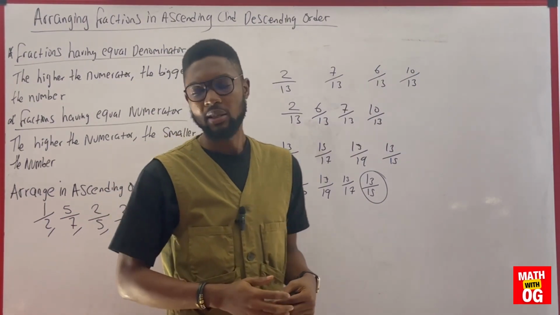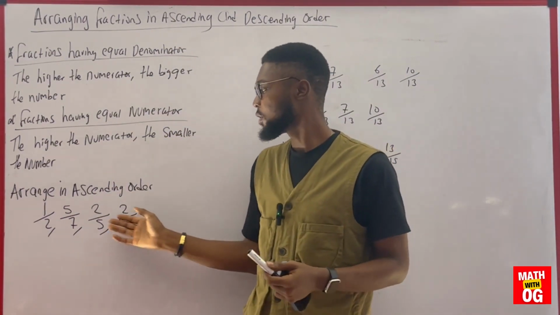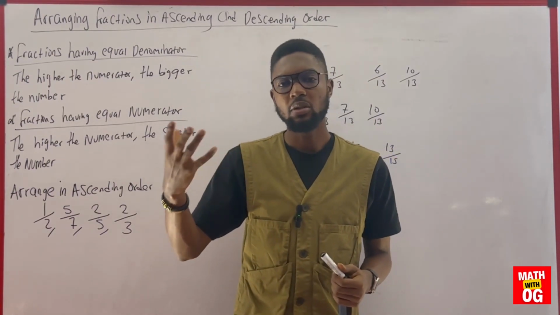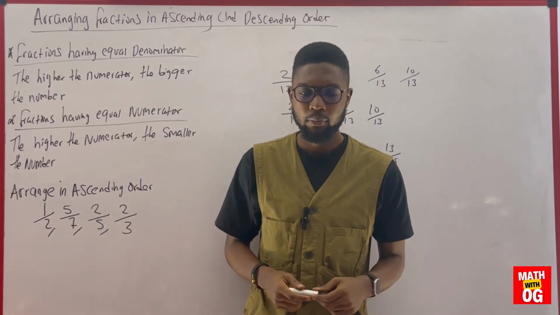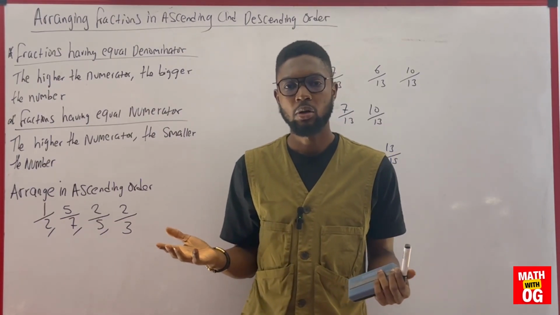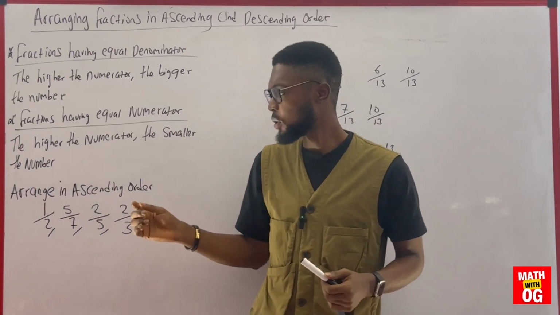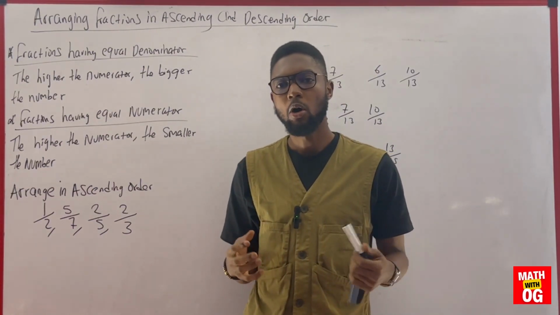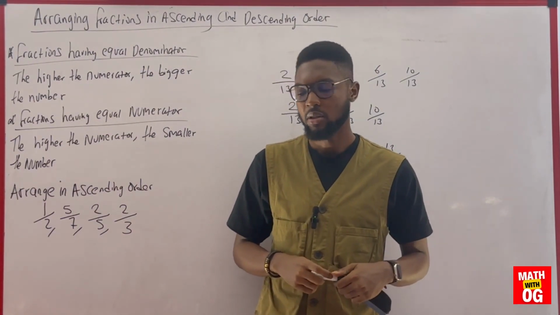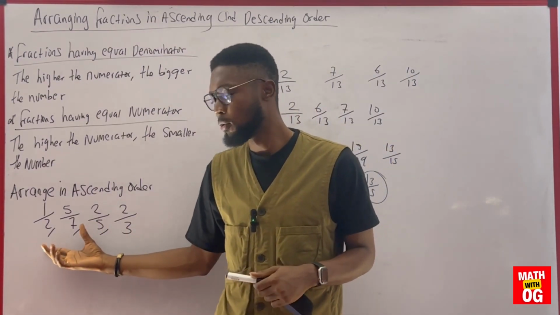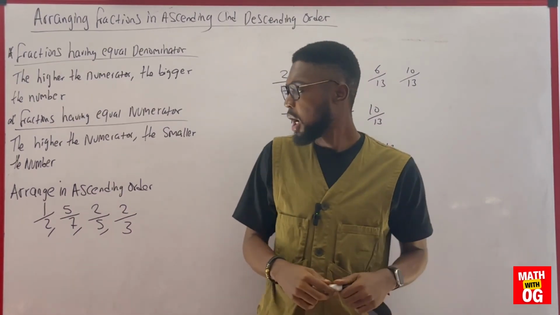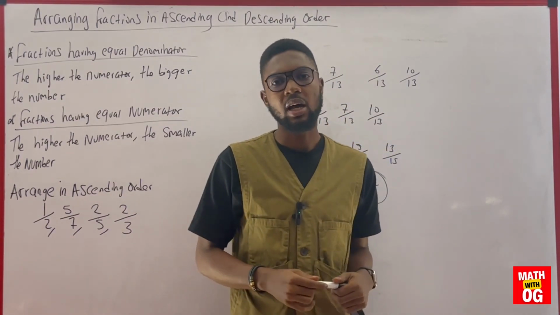So now that we know that, whenever you are given questions to arrange in ascending order, you either make the numerator the same or you make the denominator the same. I repeat, whenever you are given fractions, you either make the numerator the same or you make the denominator the same. So I'll use this as an example. We'll solve when the denominators are the same, which is the common one, and we also solve when the numerators are the same.